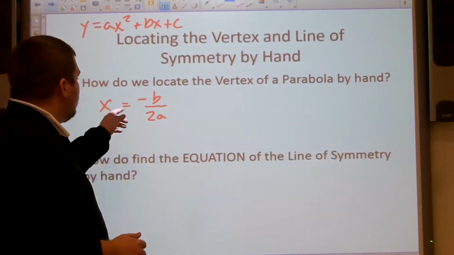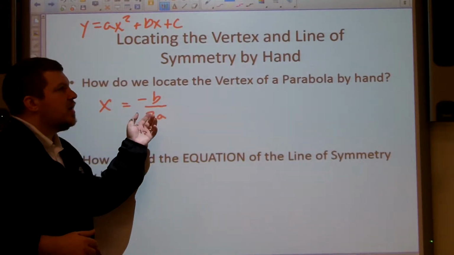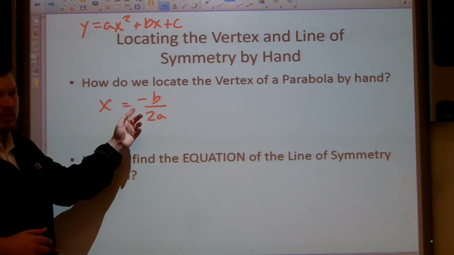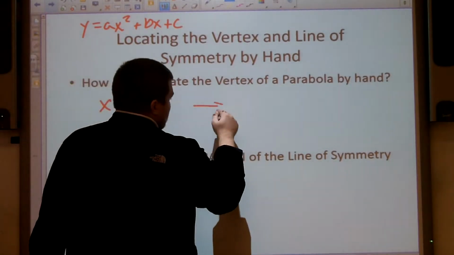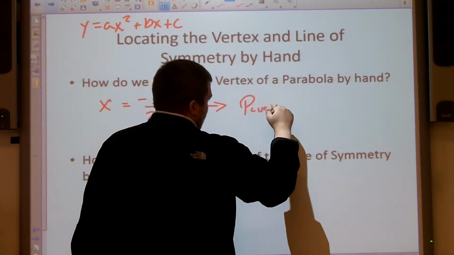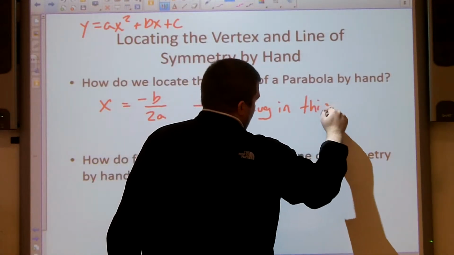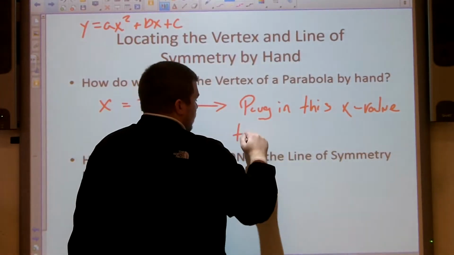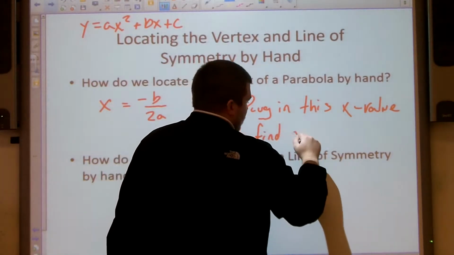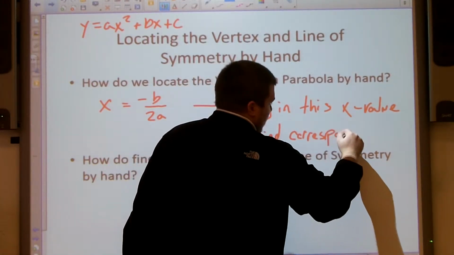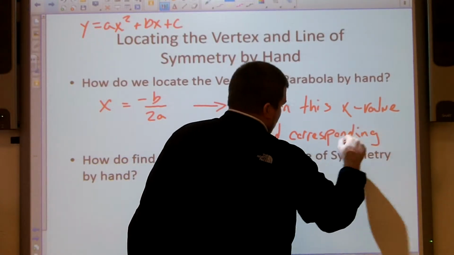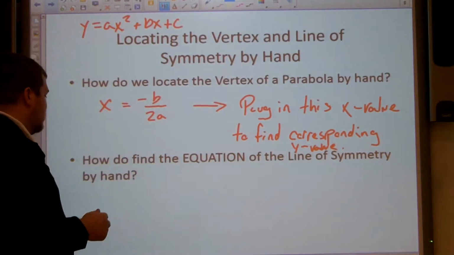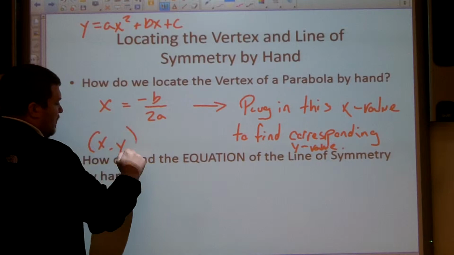And then the y coordinate, what we would do is, whatever this number turns out to be, we plug it into our quadratic function. So we find the associated y value for this particular x. So all we're going to do is plug in this x value to find the corresponding y value. And that's an ordered pair, so we'll always end up with some x comma y for the vertex.